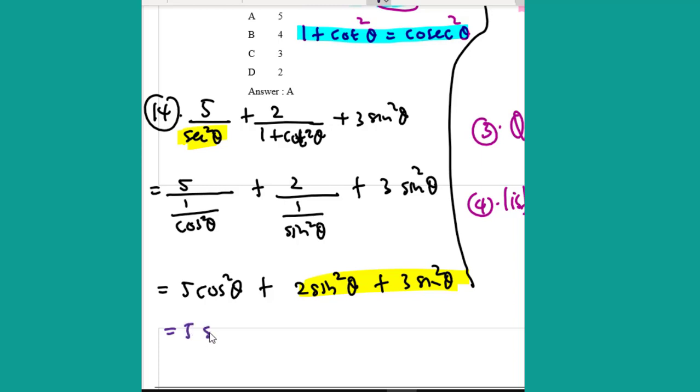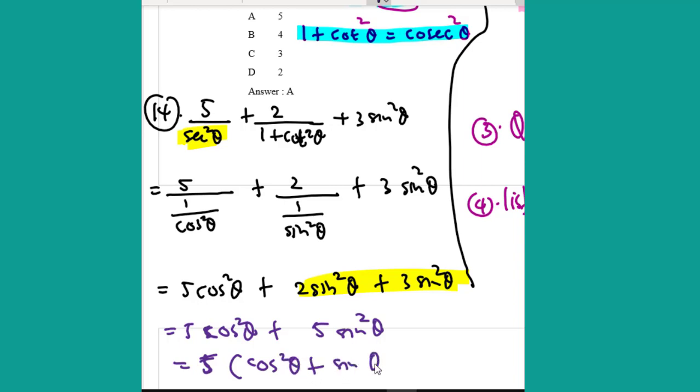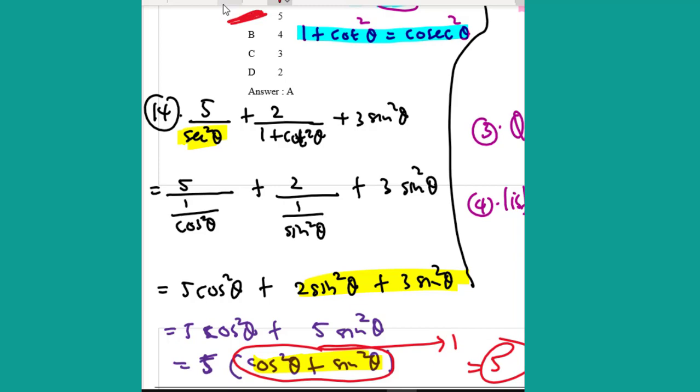So 5 cos theta squared plus 5 sin theta squared, and then factorize 5, then cos theta squared plus sin theta squared. This one is actually equal to 1. This identity is equal to 1, and now the answer is 5. Answer is A, 5. Okay.